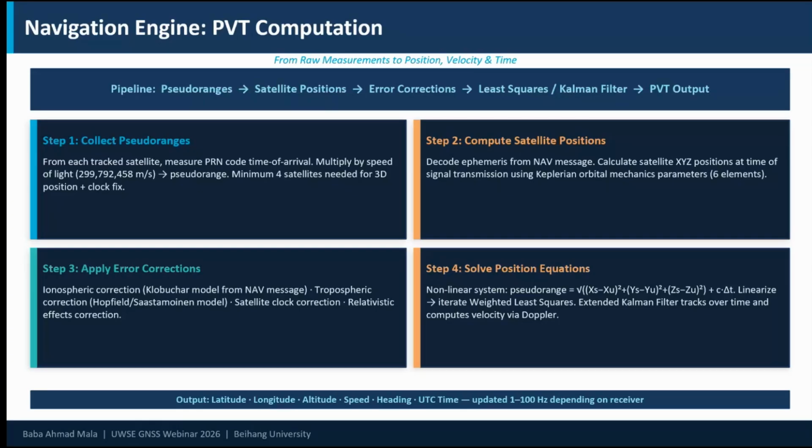Next, it computes satellite positioning. You have to decode the ephemeris from the navigation messages, the message you receive. Then you calculate the satellite position, the distance, at the time of the signal transmission using Keplerian orbital mechanics parameters. This is the formula you have to use to compute the satellite position.